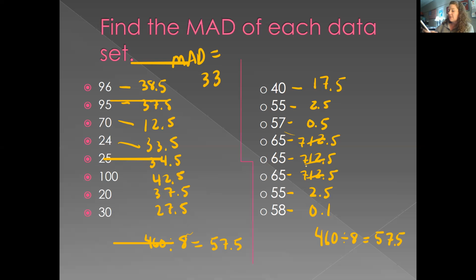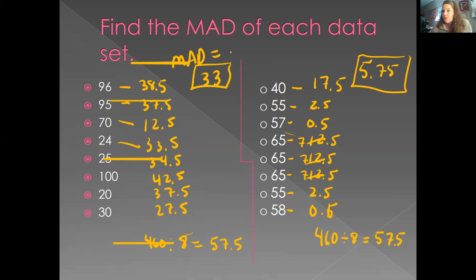All right, let's start again. 17.5 plus 2.5 plus 0.5 plus 7.5. 7.5 plus 2.5 plus 0.5. I wrote 0.1. What is wrong with me? All right, so I got 46. Did you guys get 46? And 46 divided by 8 is 5.75. So hopefully we're close. If I made a mistake, please forgive me.